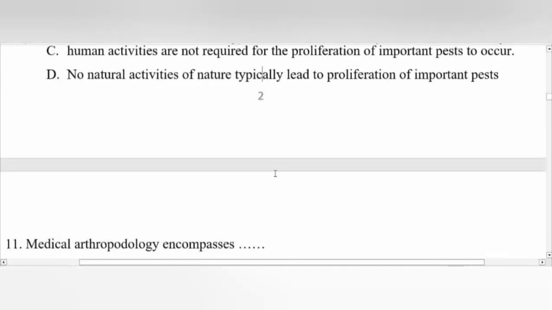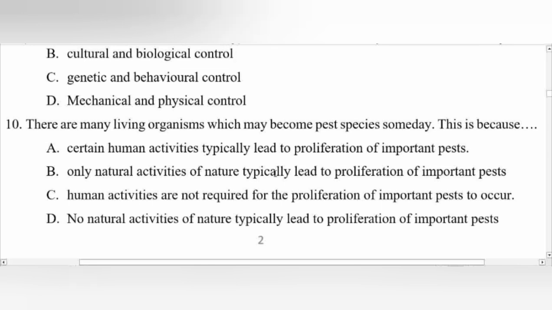Question number 10. There are many living organisms which may become pest species someday. Option A says certain human activities typically lead to proliferation of important pests. B says only natural activities of nature typically lead to proliferation of important pests. Option C, human activities are not required for the proliferation of important pests to occur.